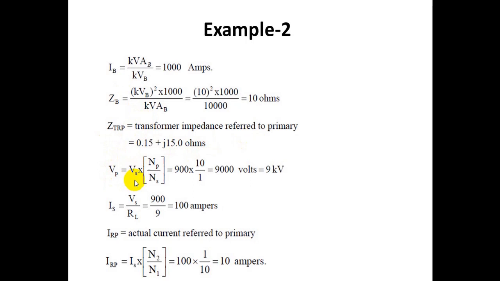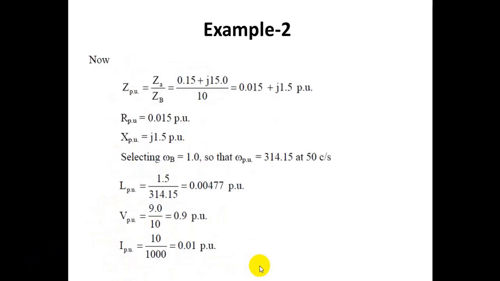Then Vp is equal to Vs times Np over Ns. Just calculate the actual values of all the quantities that are required before going towards their per unit calculation. Is is equal to Vs over RL, which is equal to 100 amperes. IRP is the actual current referred to primary. Using the formula, it is equal to Is times N2 over N1, which is equal to 10 amperes. Now, to convert these parameters into per unit, just divide their actual values by the base values.